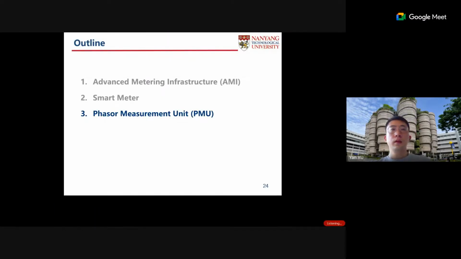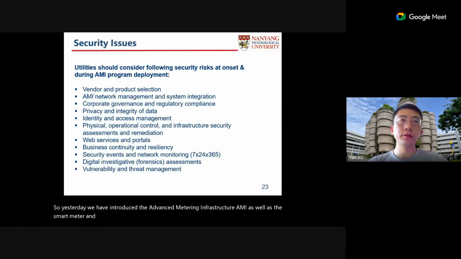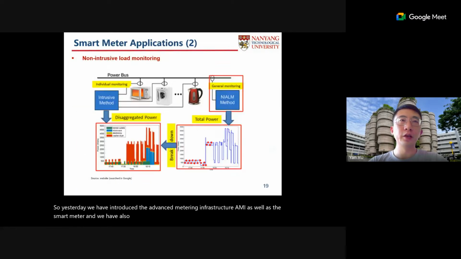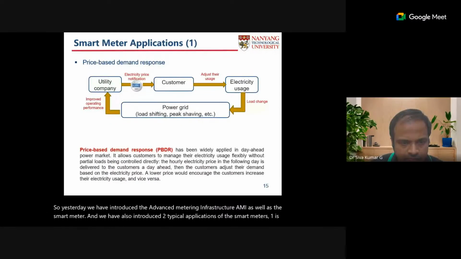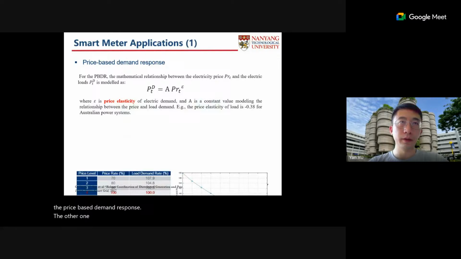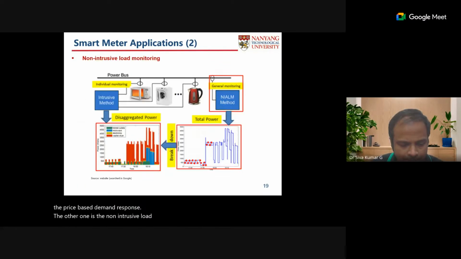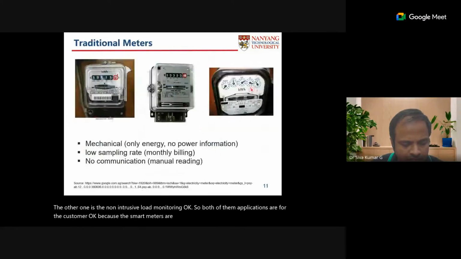So yesterday we introduced the advanced metering infrastructure (AMI) as well as the smart meter, and we also introduced two typical applications of the smart meters. One is the price-based response. The other one is the non-intrusive load monitoring. Both of these applications are for the customer, because the smart meters are installed at the customer site.